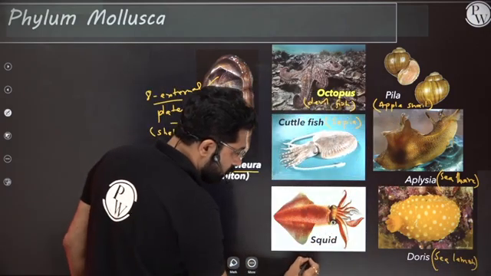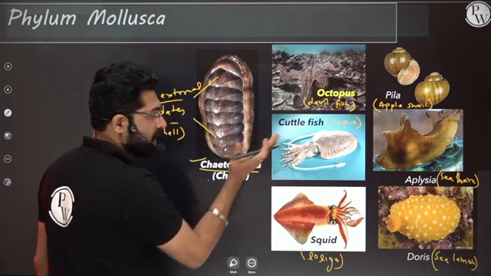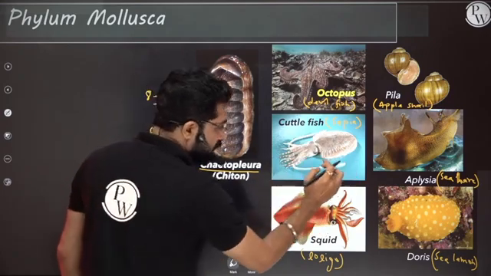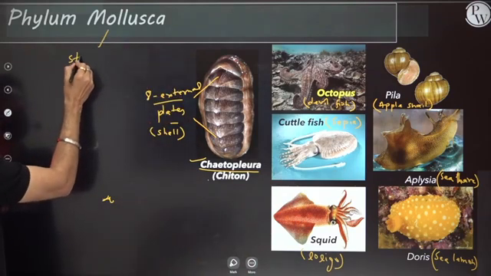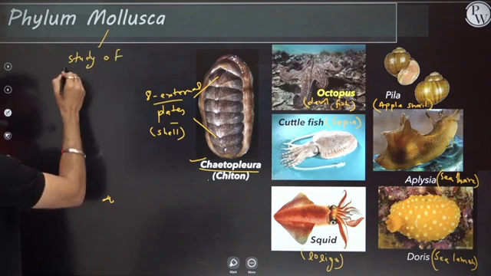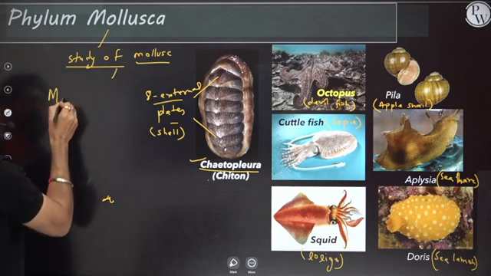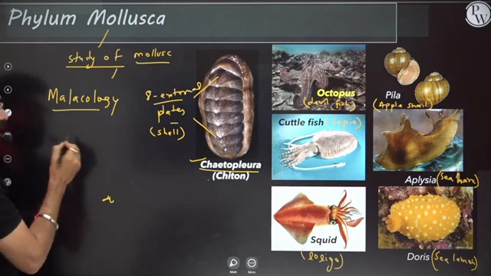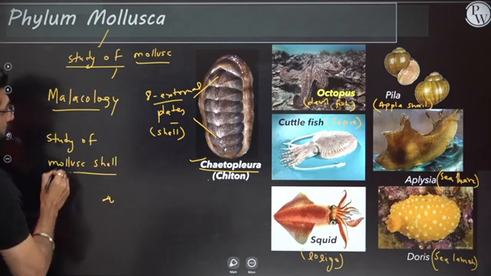A squid is Loligo. Loligo is the squid. There is a difference between the squid and cuttlefish. You can see here, the body is narrow here. It is much more wider here. Can you see that? What is the study of mollusca called? The study of mollusca is malacology. Study of mollusk shell is called conchology.